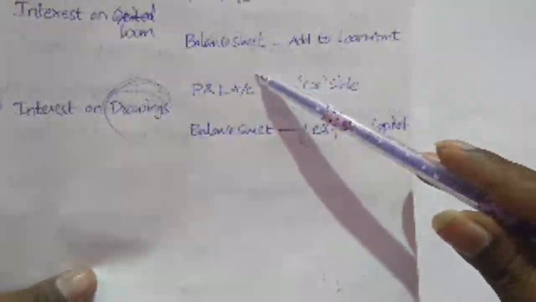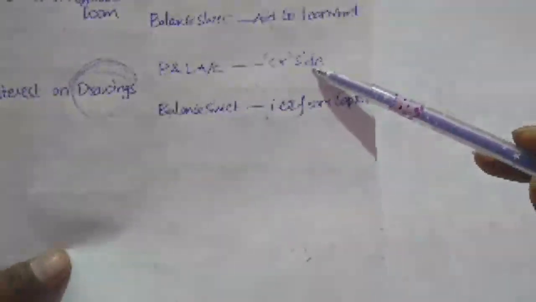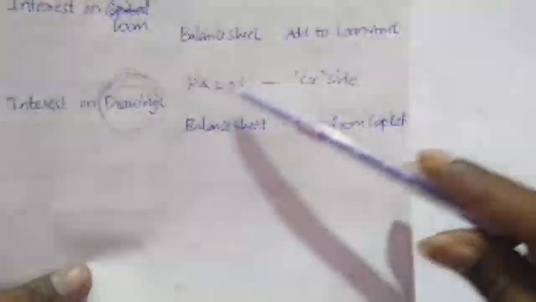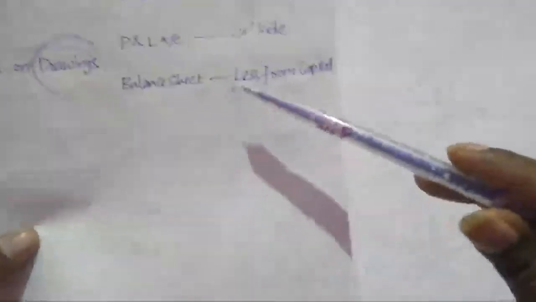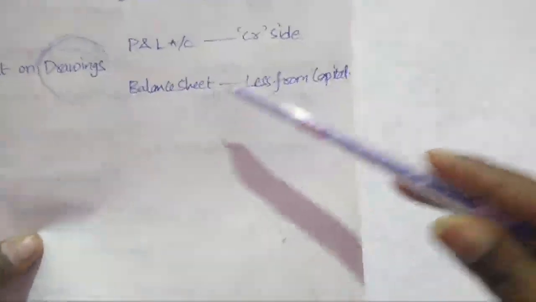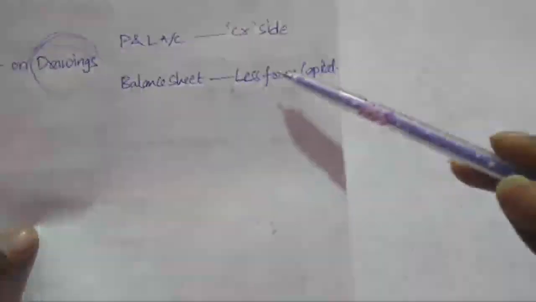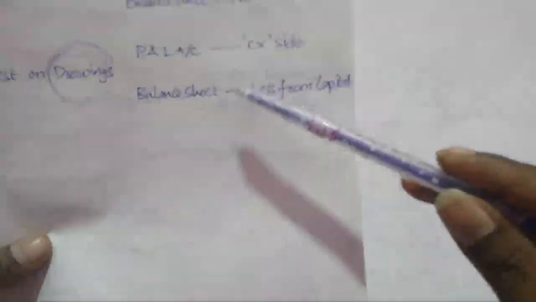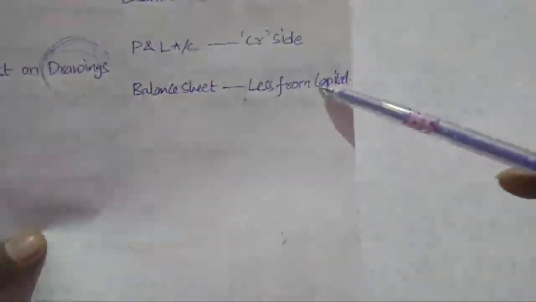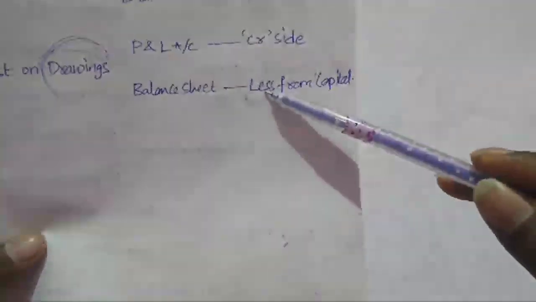It is income for us. So interest on drawings is an income. It will be recorded on the profit and loss account credit side. And at the same time, for capital, in the balance sheet liability side, just deduct the interest on drawings amount from the capital. So these are the adjustment entries which you people need to understand.